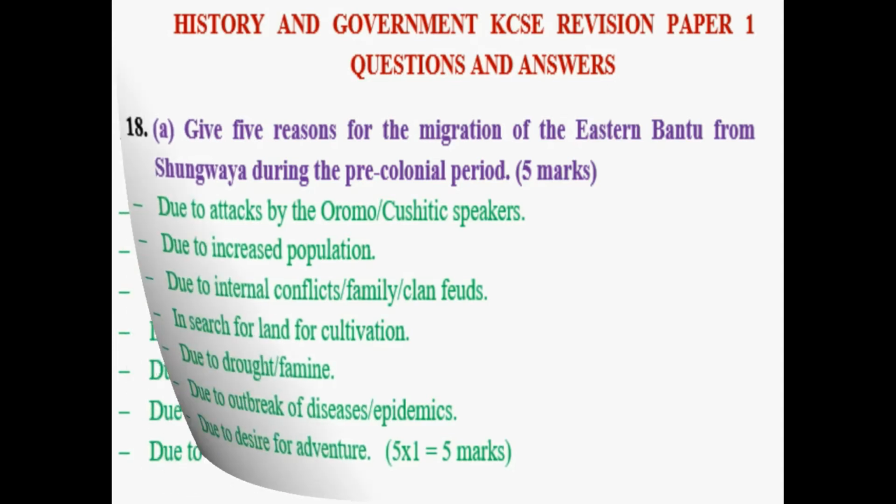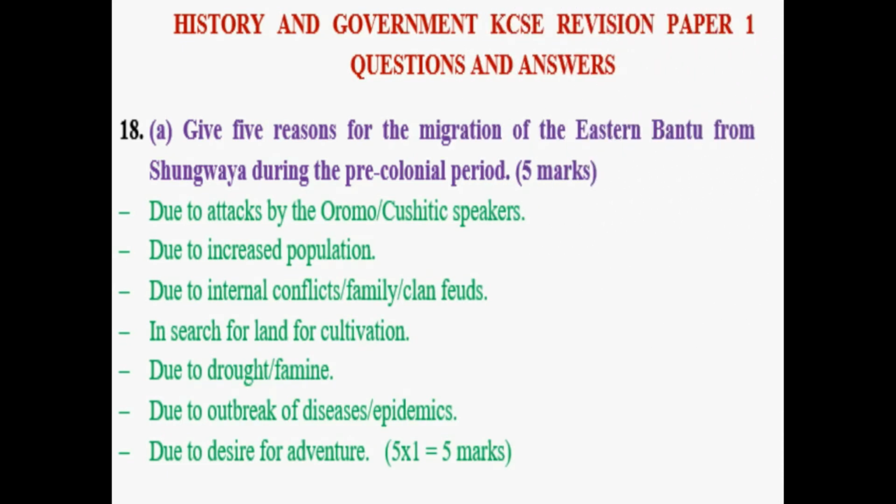But you find that in some questions, they ask you one main reason why Eastern Bantu migrated from Shungwaya. And if that is the question you are asked, you give this number 1, due to attack by Oromo. Then number 3, due to internal conflict. So there was internal conflict, family-wise and clan-wise, because there were so many.